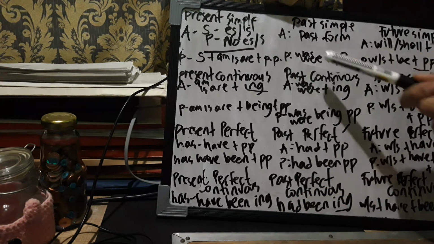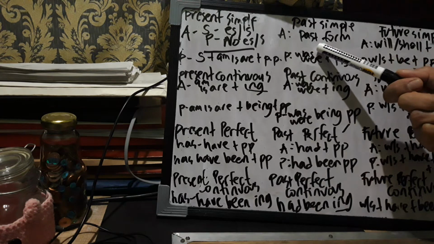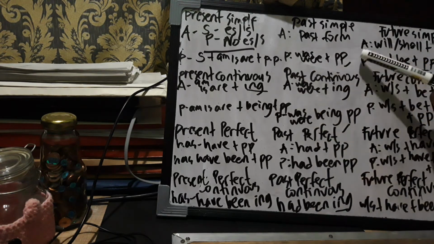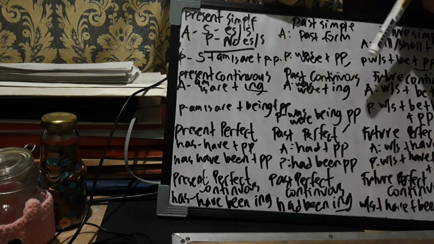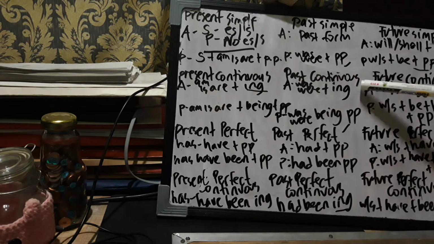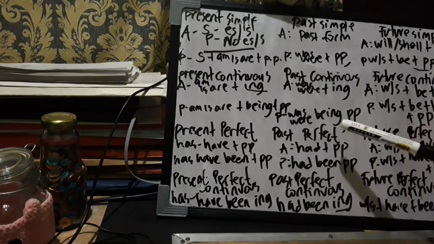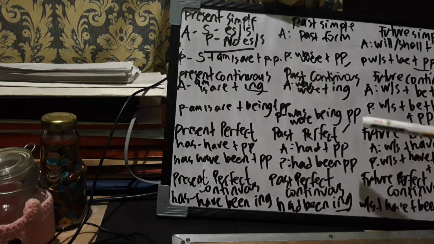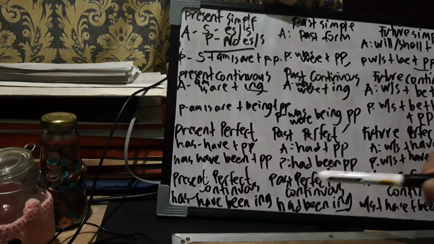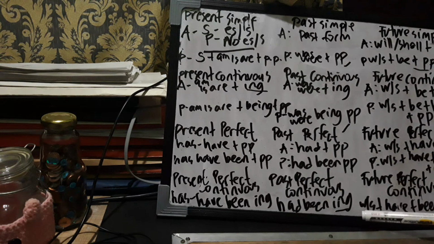For the past simple, for the active, we just use the past form of the verb. For the passive, we have was, were plus the past participle. For the past continuous, again for the active, subject was, were plus the ing. For the passive, was, were being plus pp. For the past perfect, we have the had plus pp for the active. And for the passive, we have the had been pp.